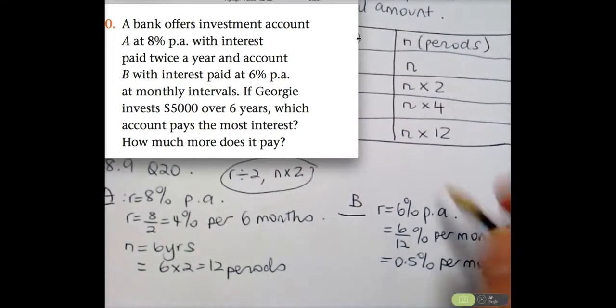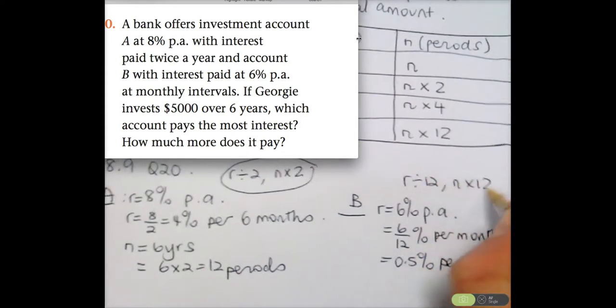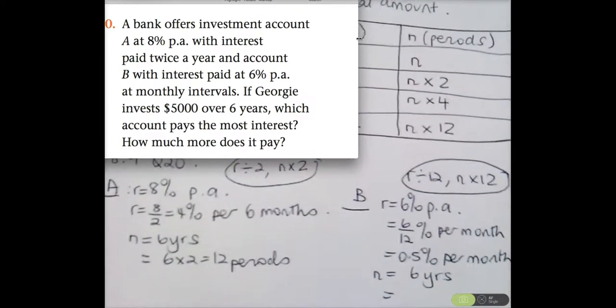Okay? So with the next one, account B, it's compounding monthly, so I've got to do my rate divided by 12 and my N times 12. So I've done my rate divided by 12. N was 6 years, but I don't use 6 years. I have to change it to what? 6 times 12, which is 72 months.